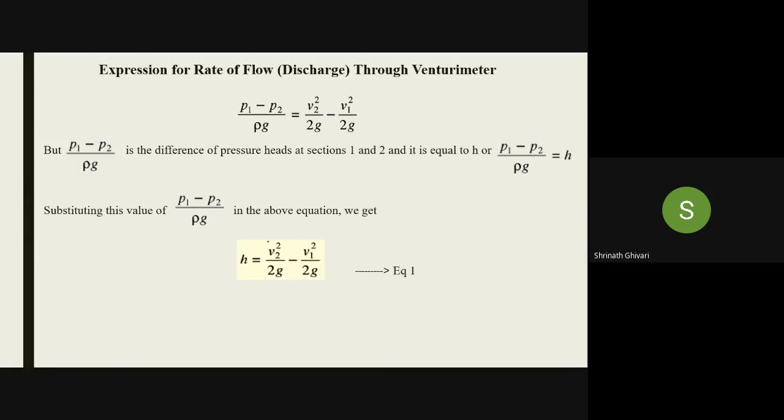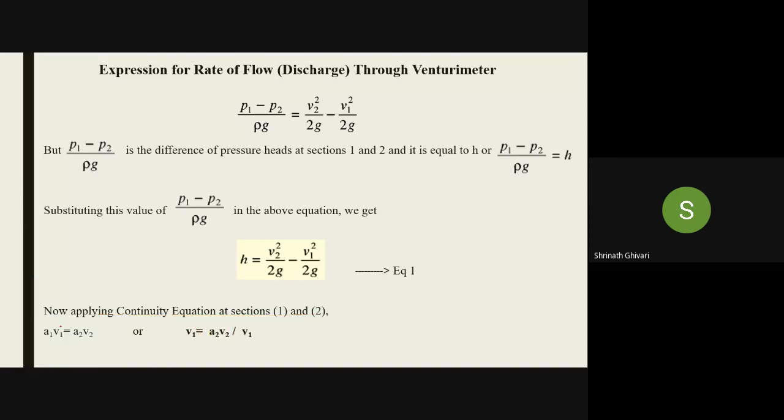Now we are going to apply the continuity equation at sections 1 and 2. So A1 V1 equal to A2 V2, or we can write V1 equal to A2 V2 divided by A1. Sorry, it is not V1, it is A1. So A1 V1 equal to A2 V2, and we want V1 as A2 V2 divided by A1. So this is the point.